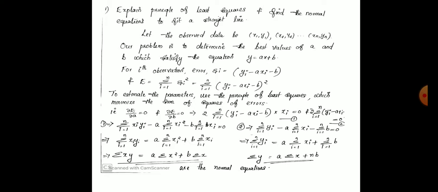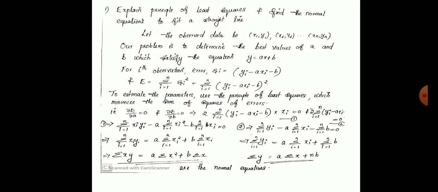To estimate the parameters, use the principle of least squares, which minimizes the sum of squares of errors. That is, find the partial derivative of capital E with respect to a and with respect to b and equate them to 0. That is, ∂E/∂a = 0 and ∂E/∂b = 0. That implies, by taking the partial derivative with respect to a, the derivative is 2 times the sum over i equals 1 to n of (yi minus a xi minus b) into xi, which is equal to 0. And let them equate to 0.